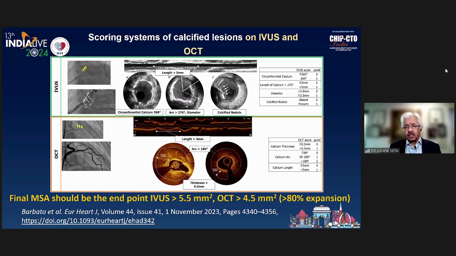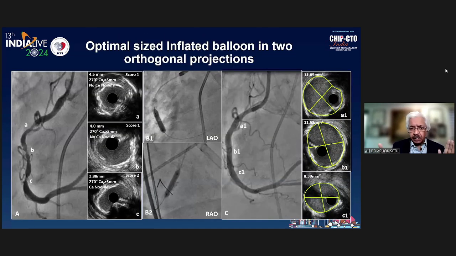MSAs greater than 5.5 millimeter square, and I say for a mid vessel greater than 6 millimeter square, for ostioproximal greater than 7.5 to 8 millimeter square. For proximal LAD, it has to be greater than 7 millimeter square. And if I were to say OCT, it's greater than 4.5 millimeter square or greater than 80% expansion. You will never get to 90% expansion. You'll only get that in nearly 40% of your patients and never in 80% of your patients.